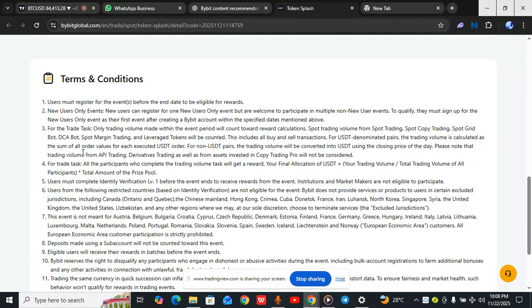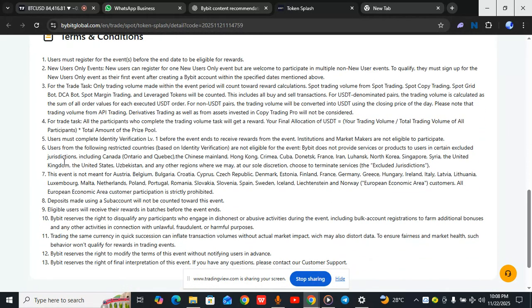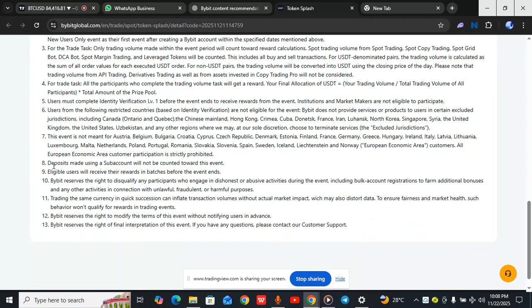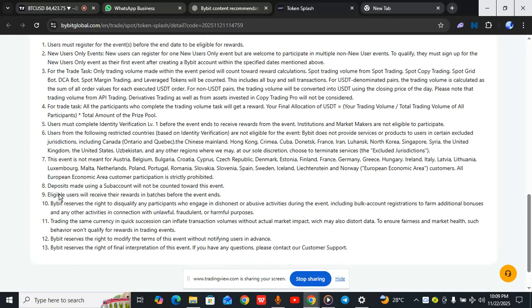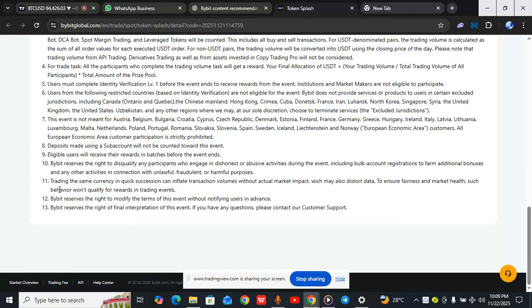Now, another thing I also want to point out here is that, as you can see over here, it says that the eligible users will receive the rewards in batches before the event is over. And so some people are going to start getting their reward even before the event is over. Then there's something else I also want to show you guys here.